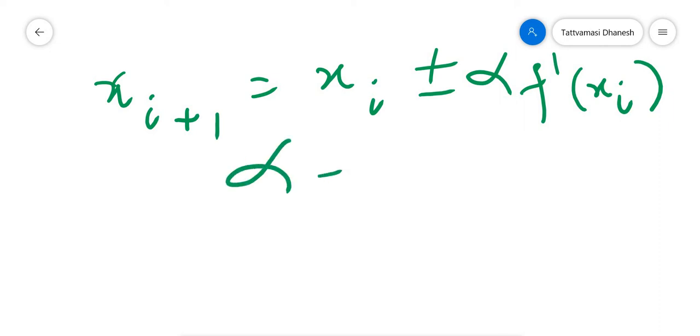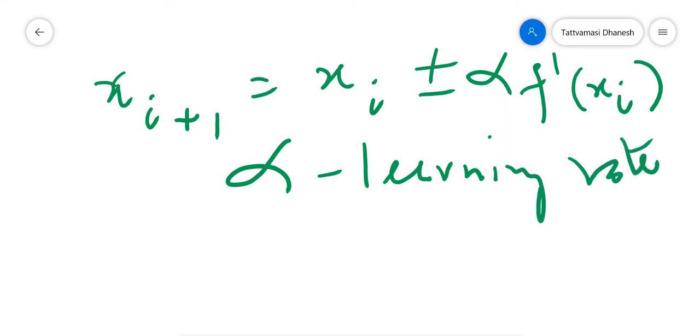Alpha, we call it the learning rate. Its value is between 0 and 1. The maximum value of learning rate is 1 and its minimum value is 0. So what is learning rate? The size of the steps to be taken to reach the global minimum. That is learning rate. So this is all about the gradient descent algorithm.